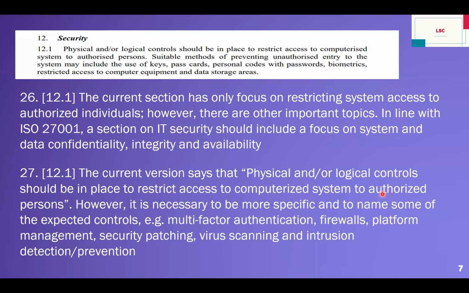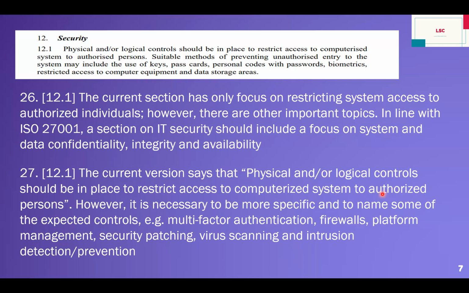Okay. Now point number 27. The current version says physical and logical controls should be in place to restrict access to the computerized system to authorized persons. However, it is necessary to be more specific and to name some of the expected controls. Example: multi-factor authentication, firewall, platform management, security patching, virus scanning, and intrusion detection and prevention. So this is also involved here.